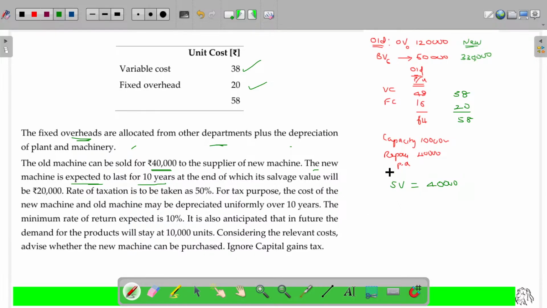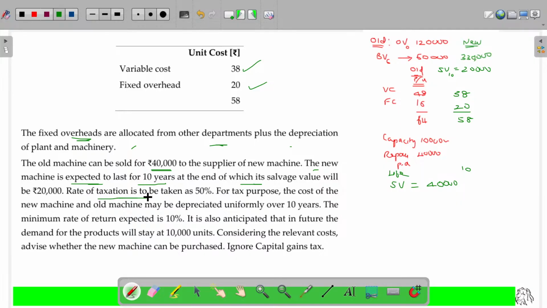The new machine is expected to last for 10 years. The remaining life being 10 years. What about the life of the old machine, which is indefinite? We assume it is also working for 10 years. At the end of the period, its salvage value will be 20,000 rupees. Scrap value being 20,000 rupees, by the end of the 10th year.